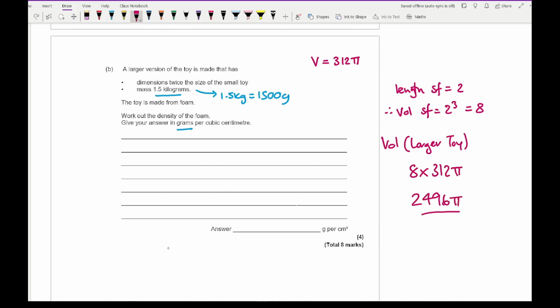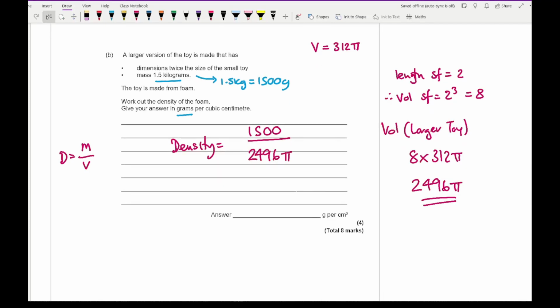2496 pi. So then to work out the density, it's going to be 1500 because it's mass over volume. Oh, let me make that D not look like a P. So it's 1500 divided by 2496 pi, and that should give me an answer of 0.19, and that's to 2 decimal places.